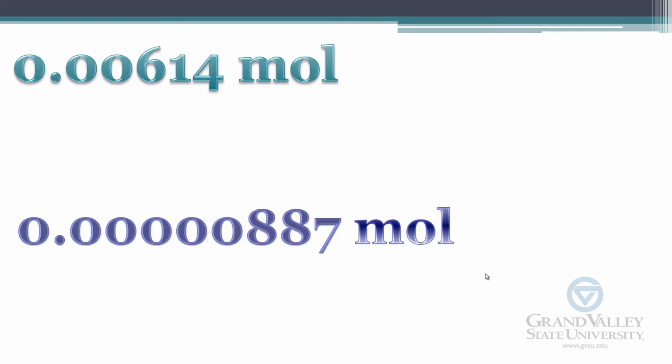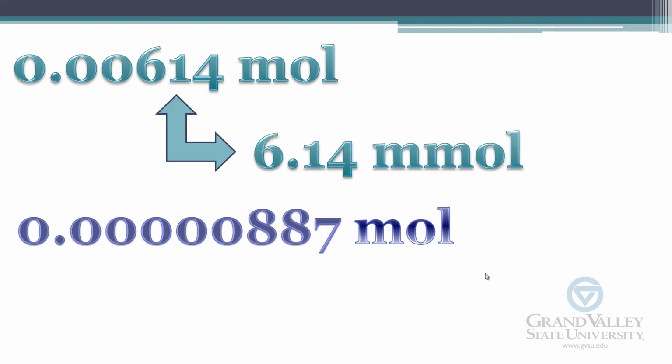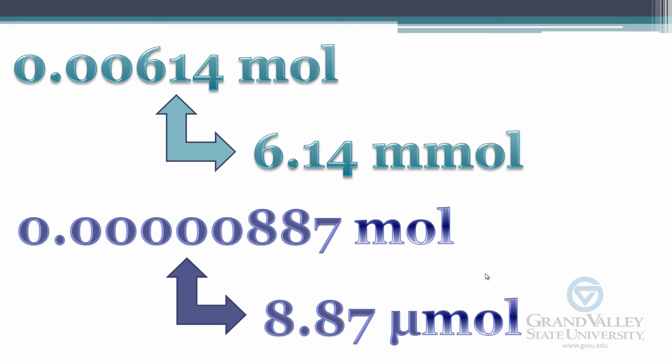If we are working with really small numbers, such as 0.00614 moles of a substance, or even 0.0000887 moles, using a smaller unit of measurement would provide us with a more manageable number, such as 6.14 millimoles or 8.87 micromoles. The metric system contains different prefixes for each power of 10 so that we can convert very large or very small numbers into more convenient numbers.